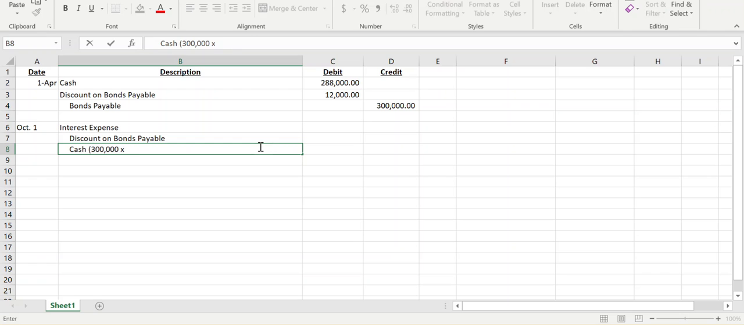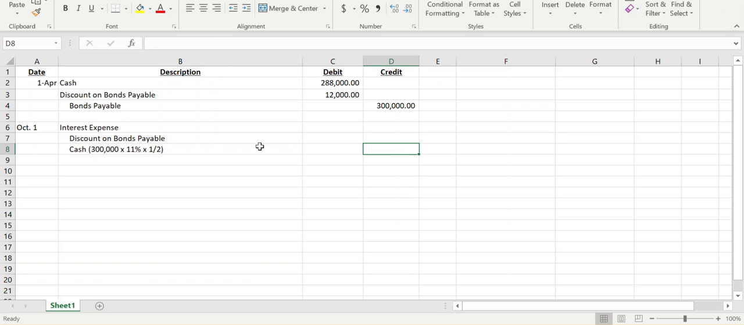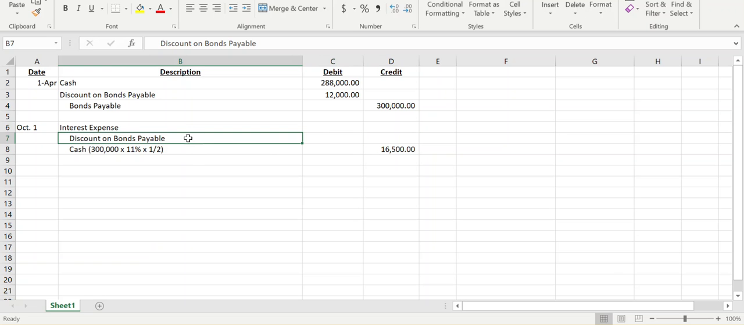So our cash, $300,000 times our contract or stated rate of 11%. And we pay interest semi-annually, so we have to cut it in half. So we have to spend in total $16,500 to send out to those bondholders that we have.